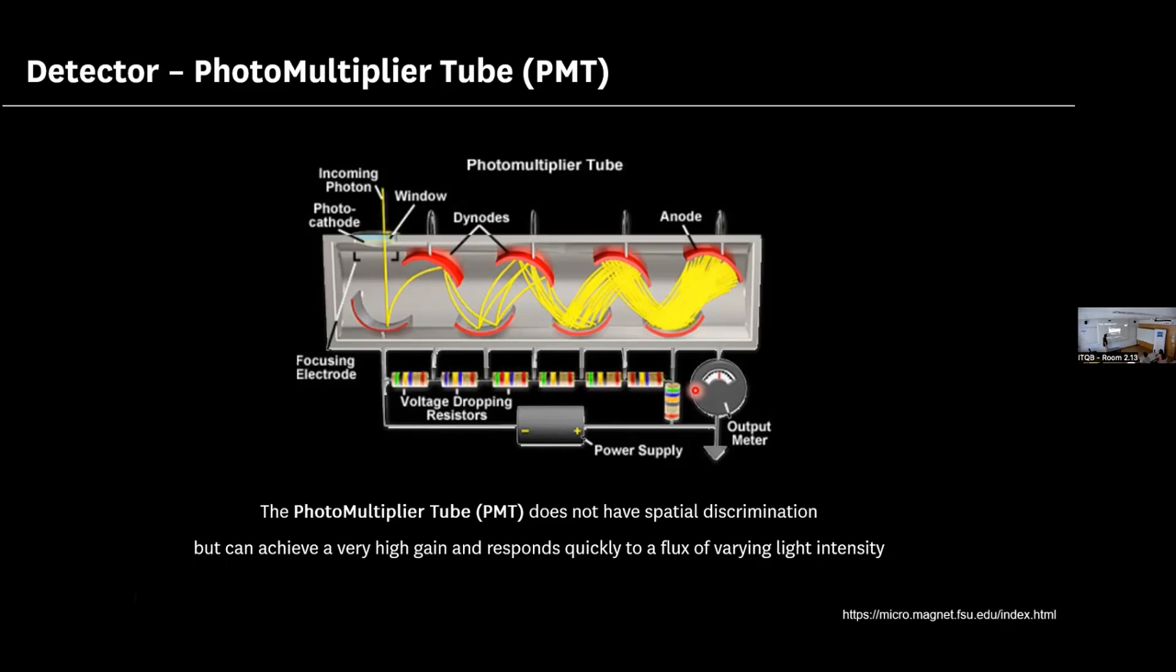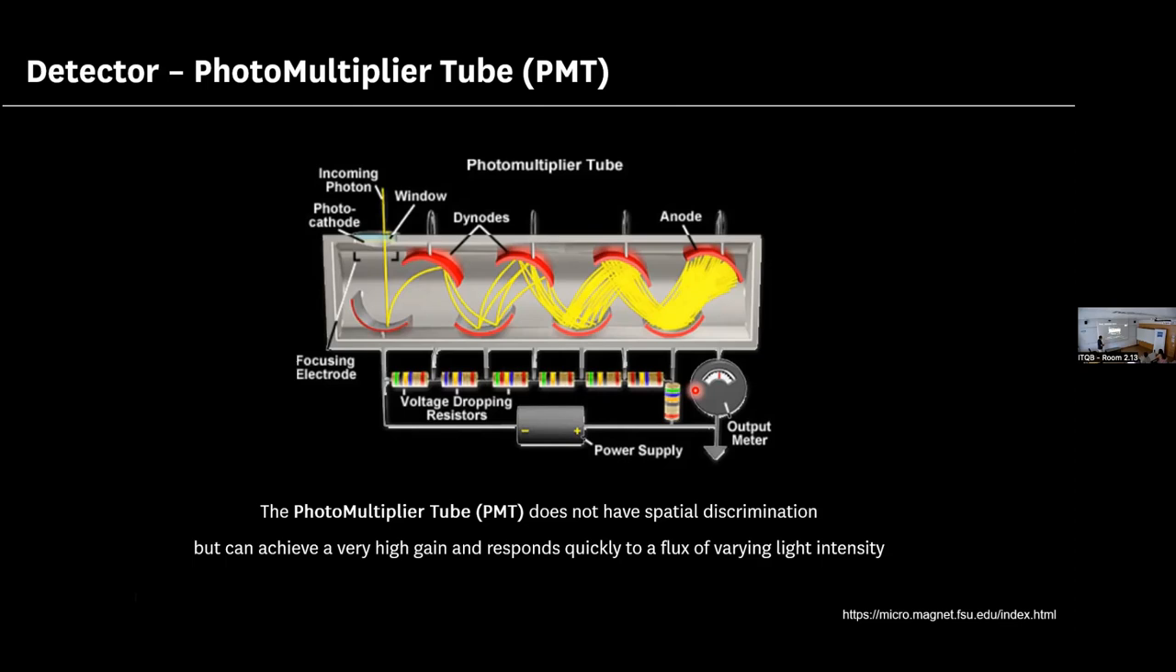It does not have any spatial discrimination, it's just able to create electrons from the photons that hit the photocathode. There will be displaced electrons in the diodes that will be accelerated towards consecutive diodes. Each time you have an amplification: one electron generates two, then four, then eight, then 16, then 32, and so on. And this depends on the voltage difference between these diodes. So the higher the voltage, the higher the number of electrons that you can produce from a photon that is detected in the photocathode. And the higher the number of photons, the higher the current, the higher your signal, which will then be able to provide you with an intensity value on an image.